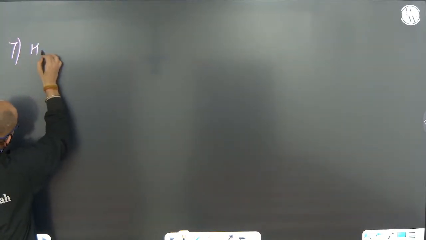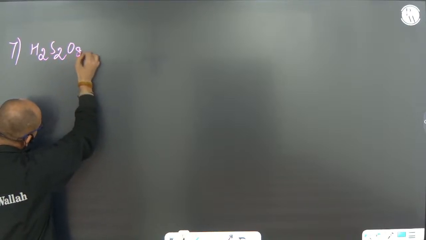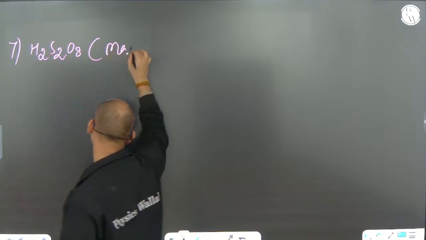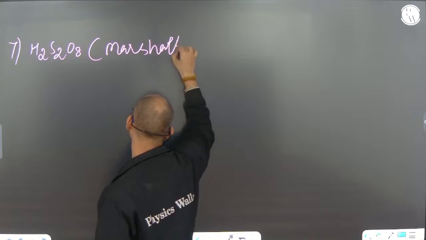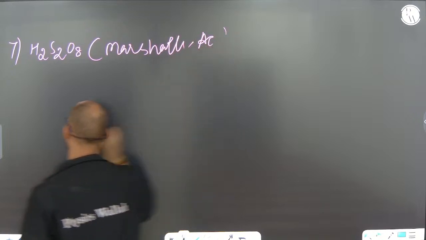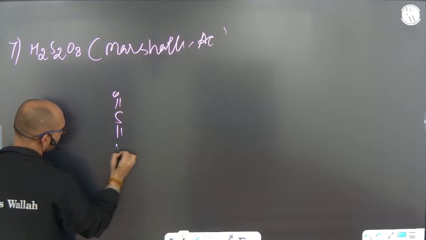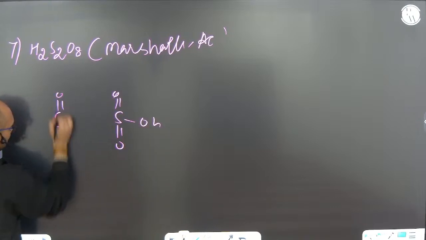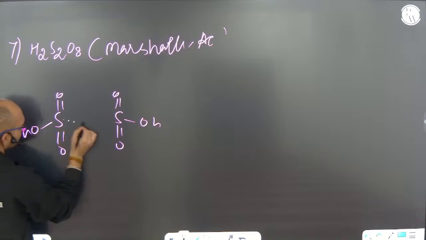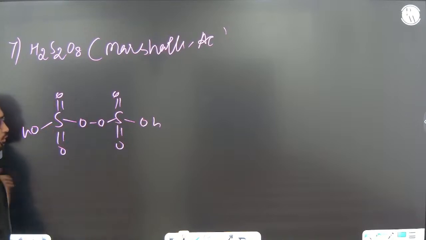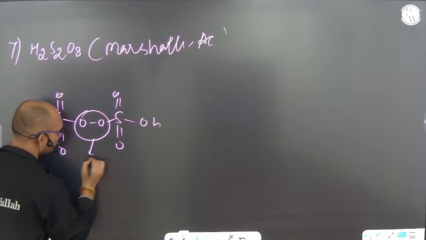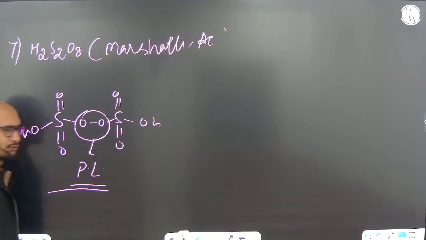What is that? 7th one. H2S2O8. What is that? I hope you all know that. It is also known as Marshall's acid. So sulfur, double bond, OH, double bond, OH. Each with double bond O, single bond O. So it is what? It is peroxy linkage. It is what? Peroxy linkage. You can just check that.